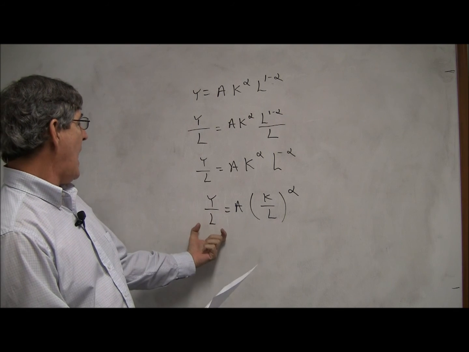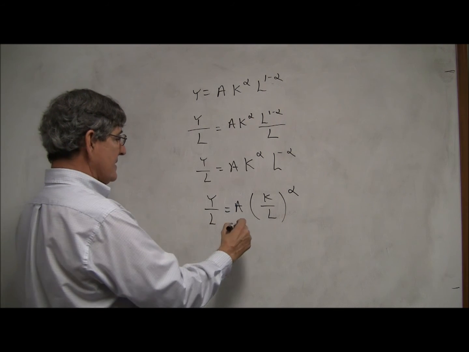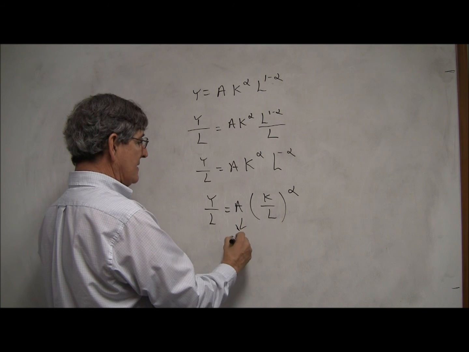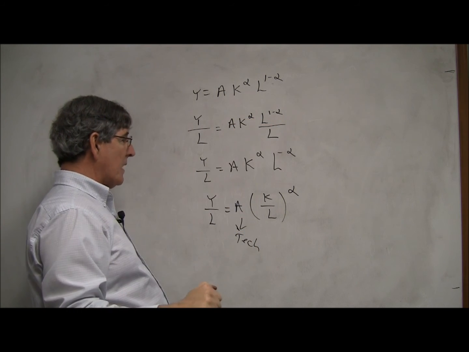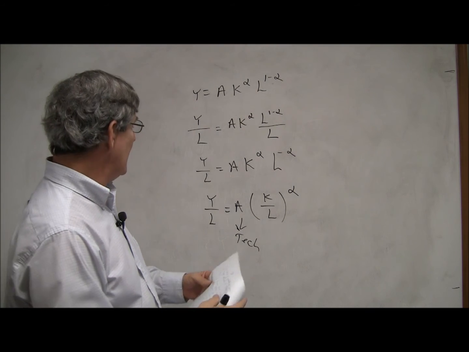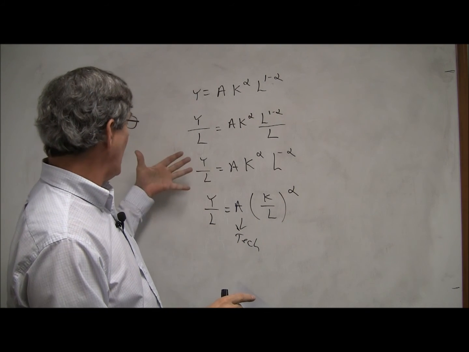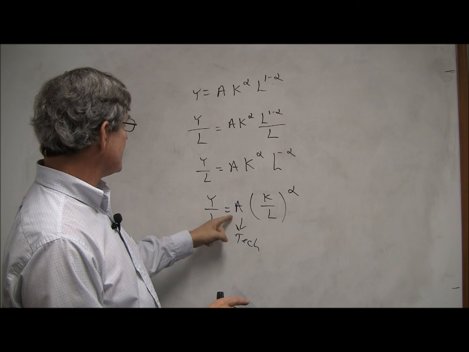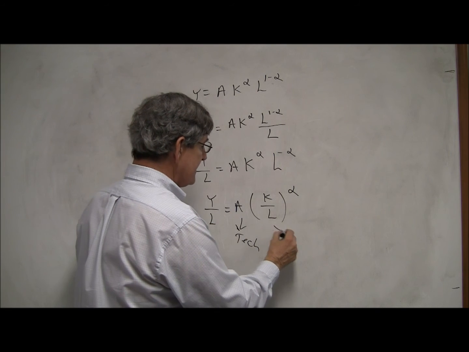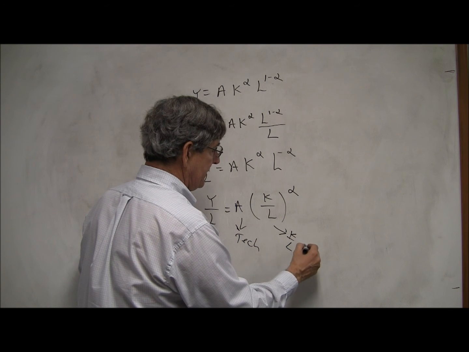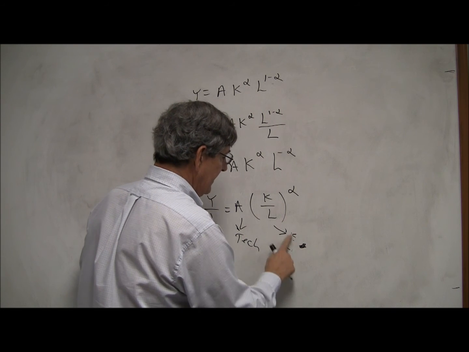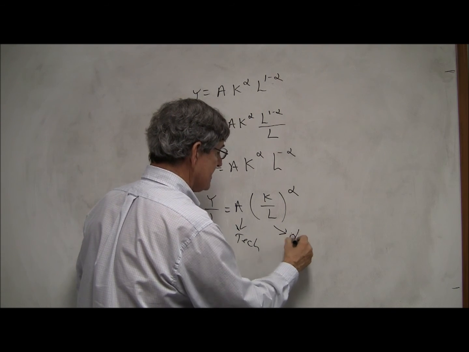So this is output per person, and it depends on A, which captures technology. As A grows over time, as we get smarter and smarter about how we do stuff, we get more out of our capital and labor, and Y over L goes up. That's going to be the source of long-run growth. And this K over L is just capital per person. This has diminishing returns.